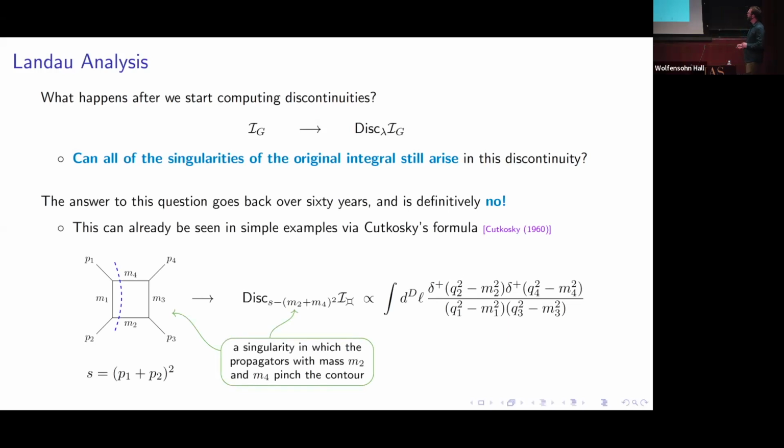So we can already see this in simple examples, looking at Cutkosky's formula, which tells us that if we want to compute a discontinuity with respect to some singularity in which a set of propagators have pinched the integration contour, what we should do is take our integral and replace those propagators that were involved in the pinch with these delta functions in the numerator. So if we have a singularity in our original Feynman integral that, in order to access it, we need to take one of these propagators off shell, we'll no longer be able to see that singularity in this discontinuity because we'll just be off the support of these delta functions.